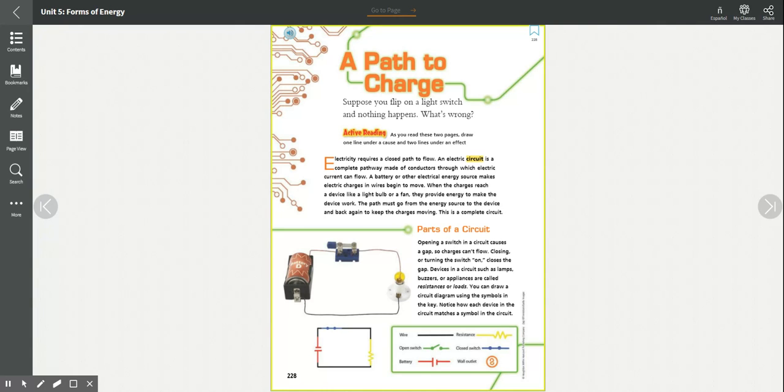Parts of a circuit. Opening a switch in a circuit causes a gap so charges can't flow. Closing or turning the switch on closes the gap. Devices in a circuit such as lamps, buzzers, or appliances are called resistances or loads. You can draw a circuit diagram using the symbols in the key. Notice how each device in the circuit matches a symbol in the circuit.